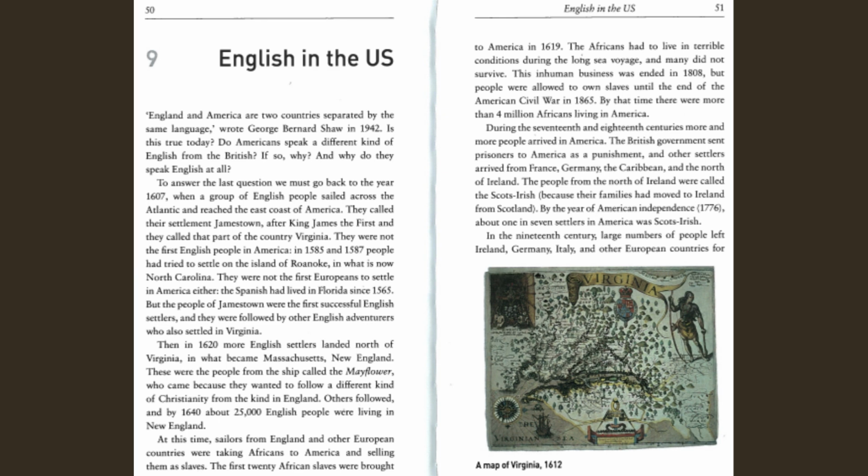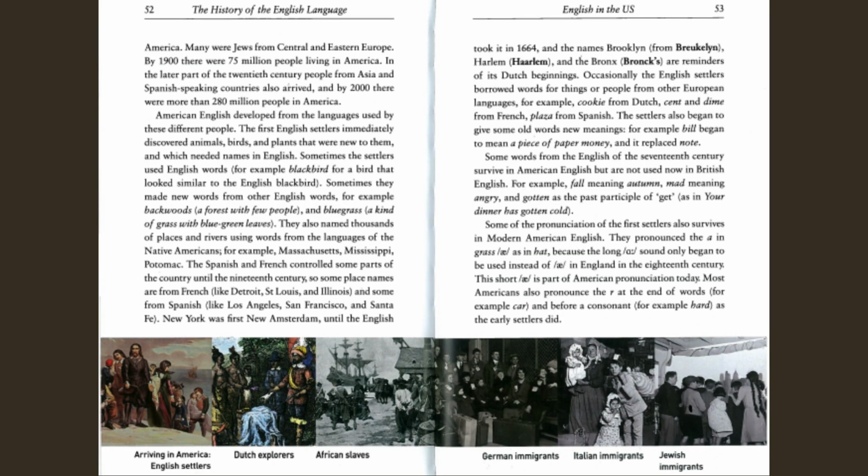In the 19th century, large numbers of people left Ireland, Germany, Italy, and other European countries for America. Many were Jews from Central and Eastern Europe. By 1900, there were 75 million people living in America. In the latter part of the 20th century, people from Asia and Spanish-speaking countries also arrived, and by 2000, there were more than 280 million people in America. American English developed from the languages used by these different people.